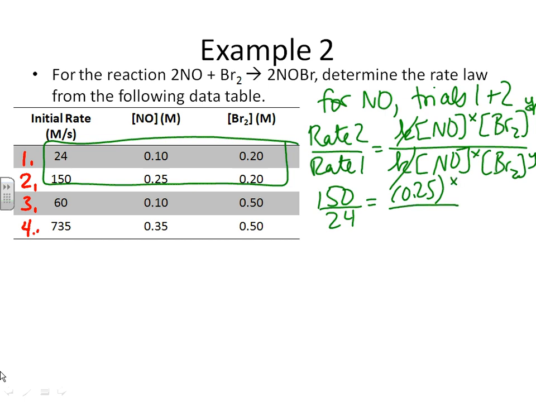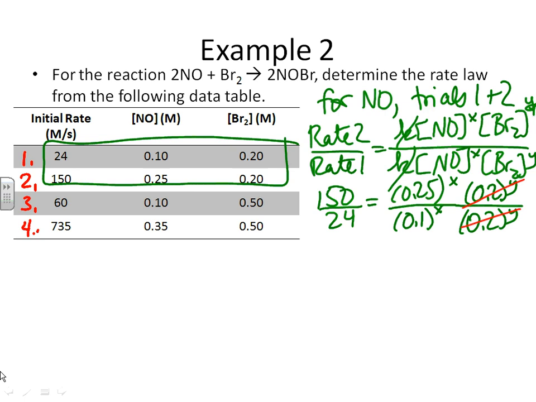To the x over 0.1 to the x, and then it's going to be times the concentration of Br2, which is 0.2 to the y over 0.2 to the y. You can get rid of these. In fact, you need to get rid of these because they're the same. 0.2 to the y divided by 0.2 to the y cancels out. That goes away. And now it's math. It's solving for x. 150 divided by 24 is 6.25.